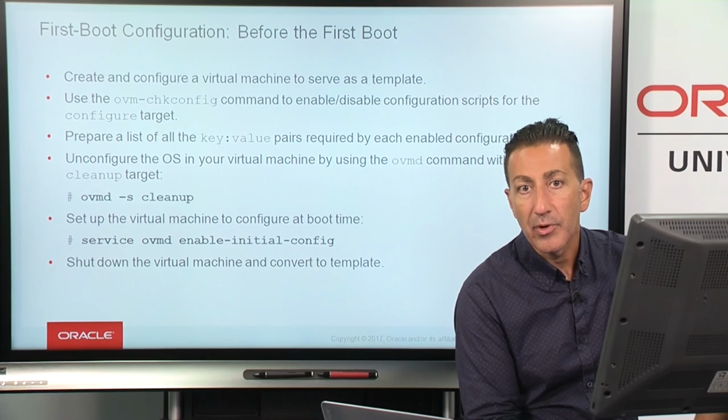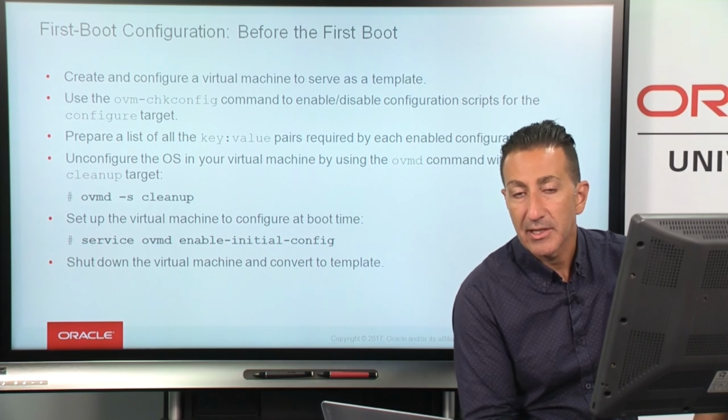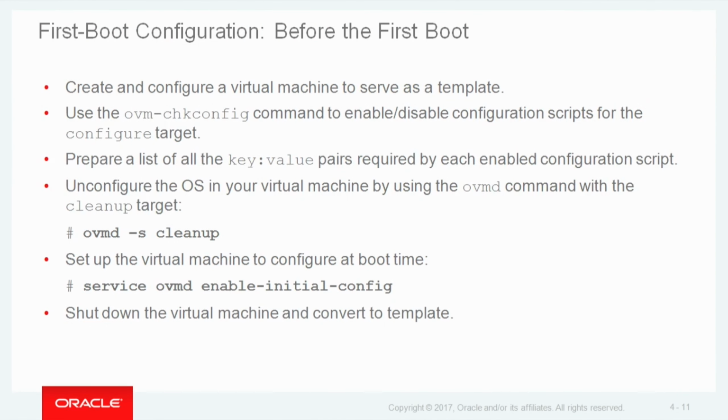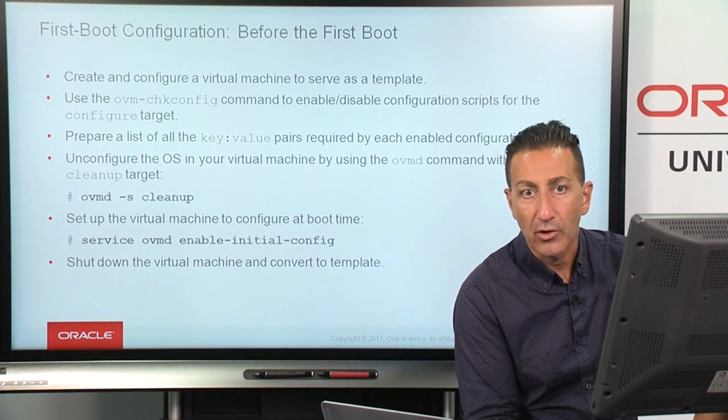That's right. So you prepare a list of all the key value pairs required by each enabled configuration script. Remember, this has a name much like com.oracle and so on. After that, we configure the OS in your virtual machine by using the ovmd command with the cleanup target. So you execute ovmd, -s means the script that you want to execute, and cleanup. So the cleanup resets the information. So the next time you reboot the machine, you will be asked for the different configuration and scripts that you enabled previously with the ovm-checkconfig command.